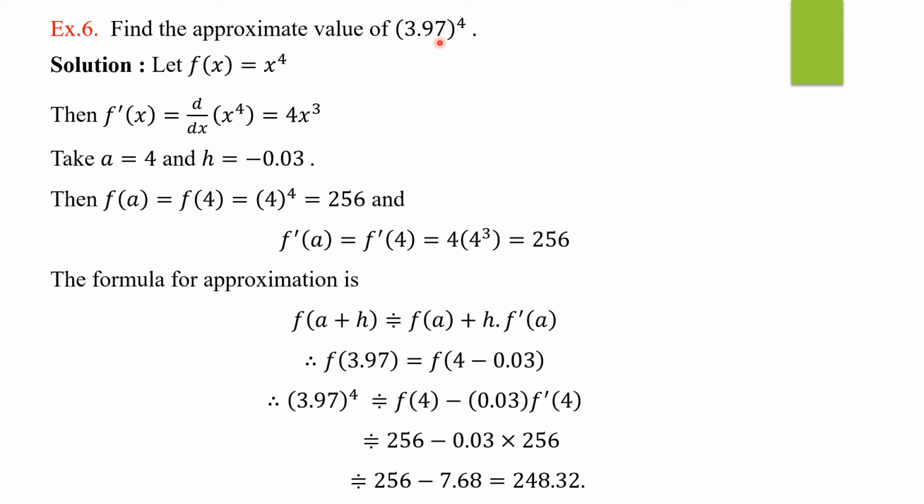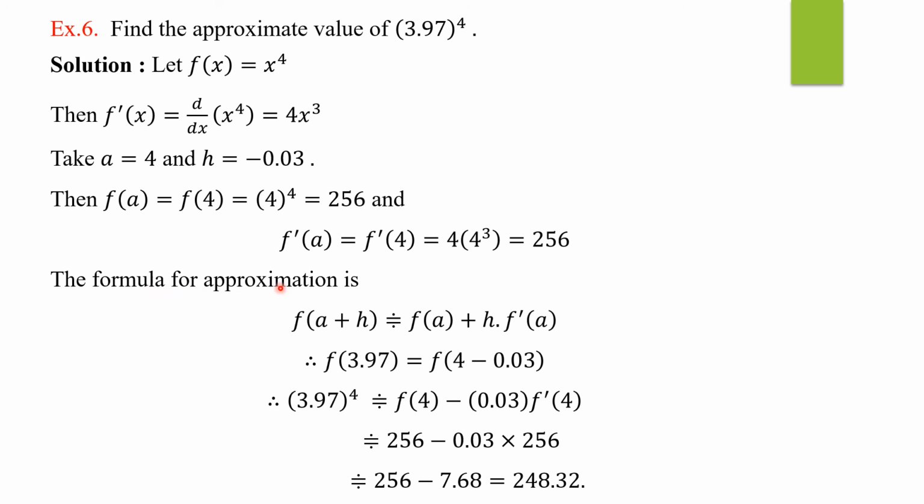The number 3.97 is split as 4 minus 0.03. Hence, take a equal to 4 and h equal to minus 0.03. Then f of a at a point, f of 4, is x raised to 4. Put the value of 4: 4 raised to 4 is 256. And also find f dash of a at a point, that is f dash of 4 equal to 4 into x cube. Value of x we take 4 cube. 4 cube into 4 raised to 1, that is 4 raised to 4, is also 256.